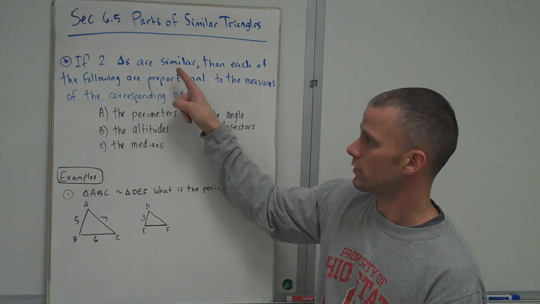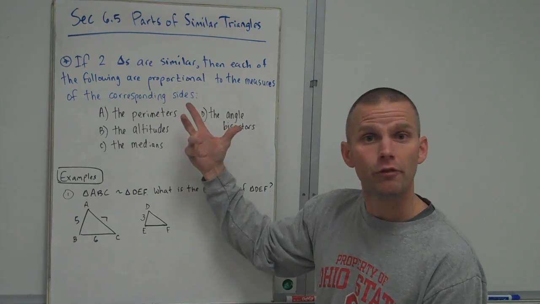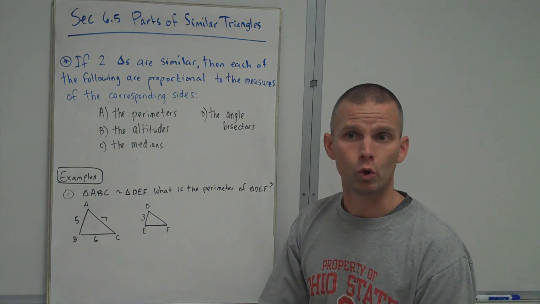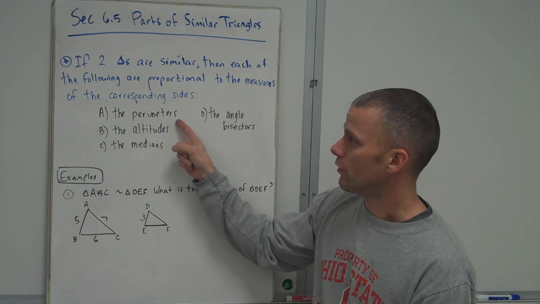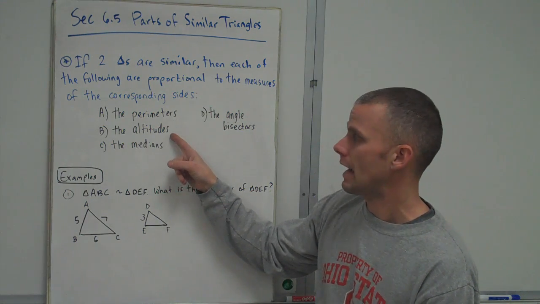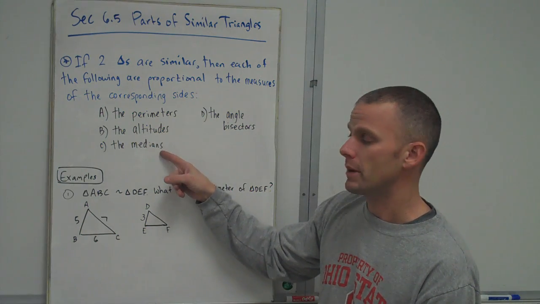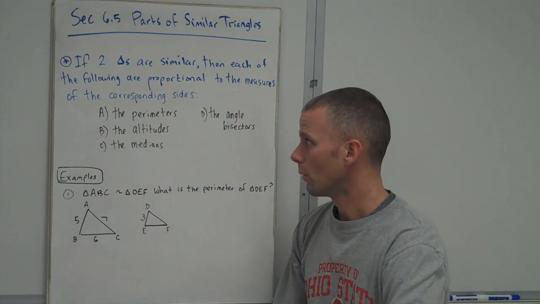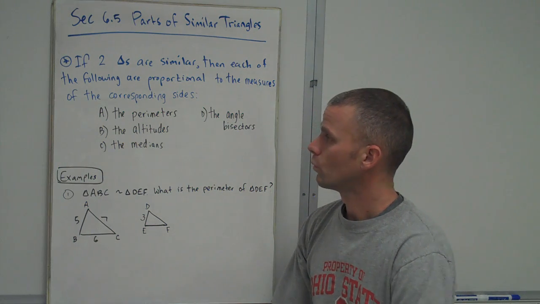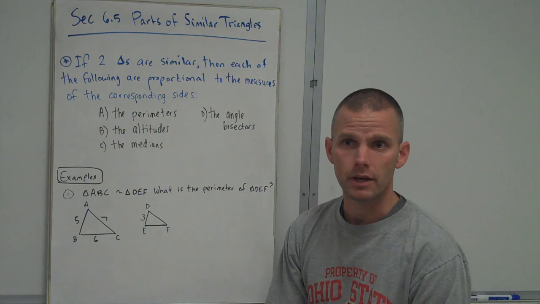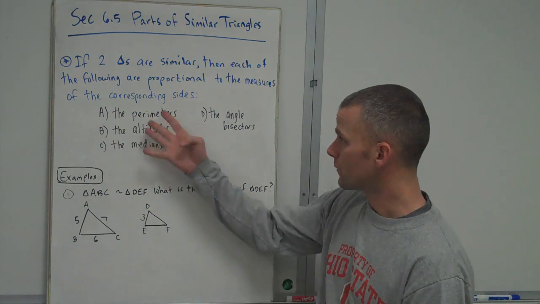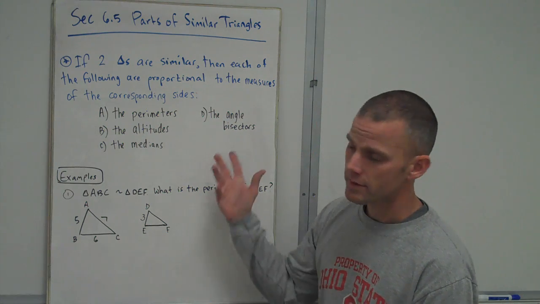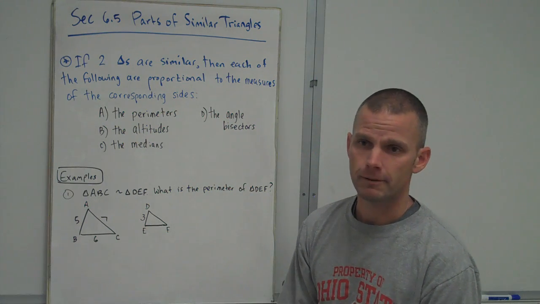So if the triangles are similar, whatever that scale factor is, which is just the ratio of corresponding sides, the perimeters will follow the same thing. Altitudes will follow the same scale factor. Medians and angle bisectors will all follow the same scale factor. Whatever the corresponding sides work out to be in terms of a ratio, these 4 things will work out to be the exact same thing as well. So take a second, copy those down if you haven't already.